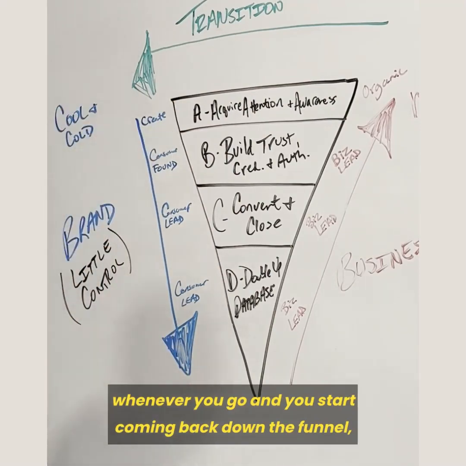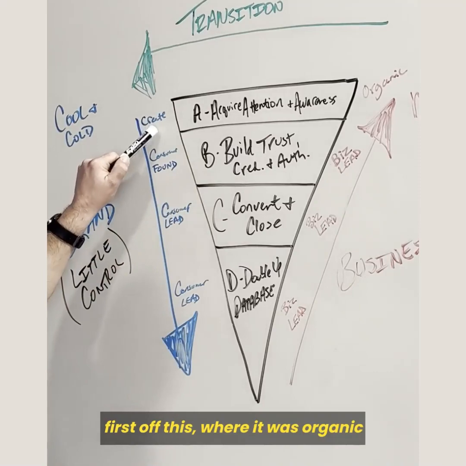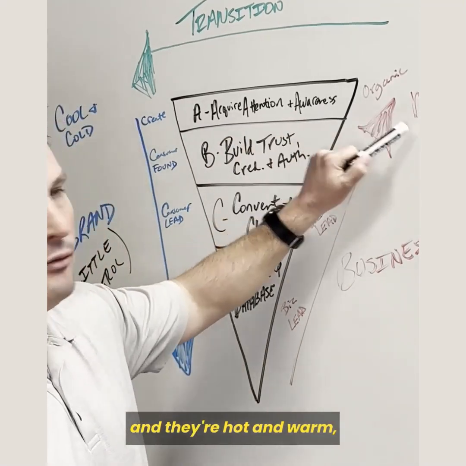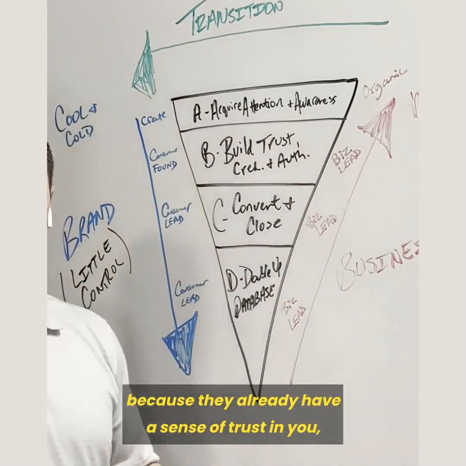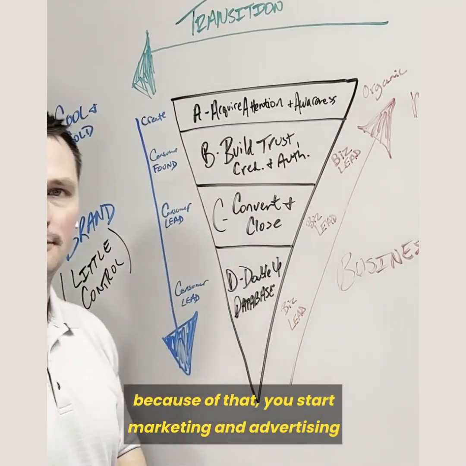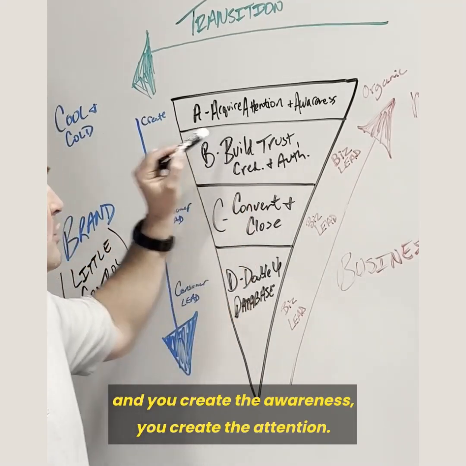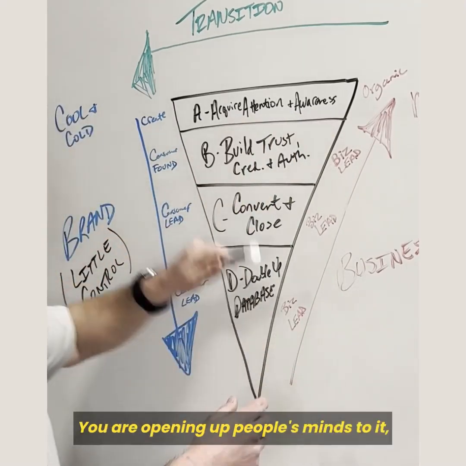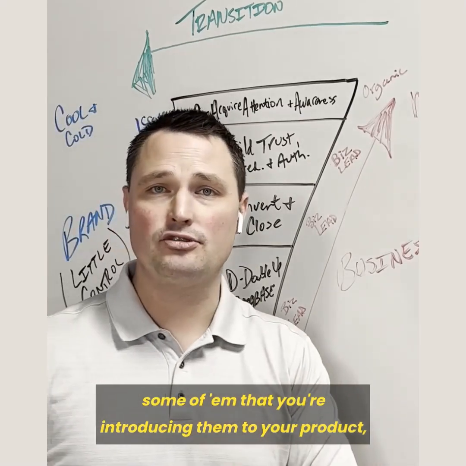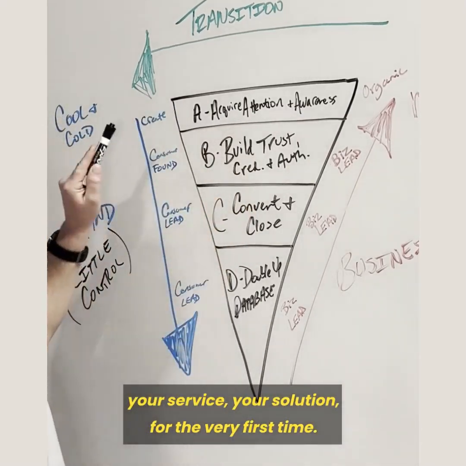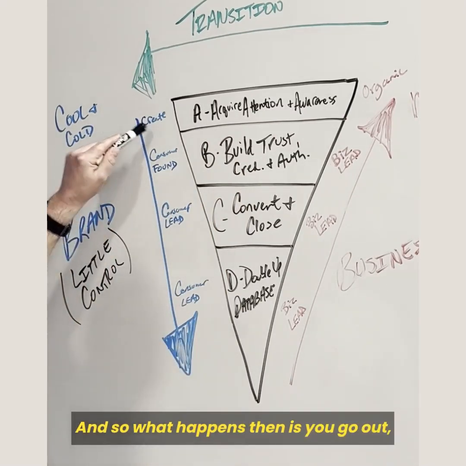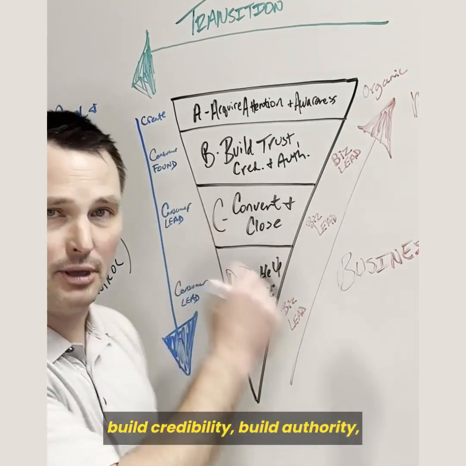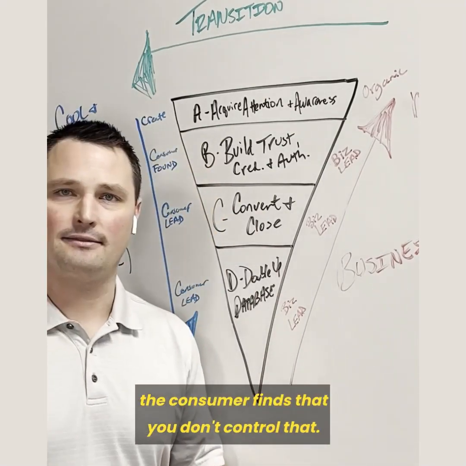Whenever you start coming back down the funnel, first off, this is where it was organic, and you're getting a lot of people coming to you, word of mouth, referrals, all of that. And they're hot and warm because they already have a sense of trust in you because of that. You start marketing and advertising, and you create the awareness, you create the attention. No longer is it them finding you or hearing about you. You are opening up people's minds to it. Some of them, you're introducing to your product, your service, your solution for the very first time. And so what happens then is you go out, you start running marketing and advertising campaigns. The next step, which is B, build trust, build credibility, build authority. The consumer finds that. You don't control that.